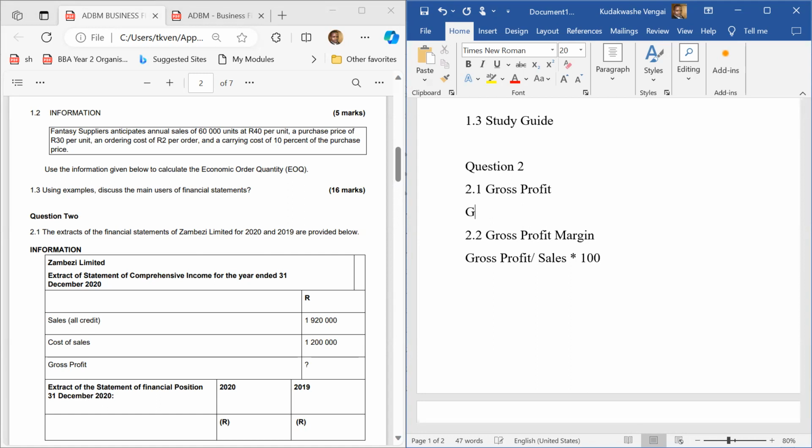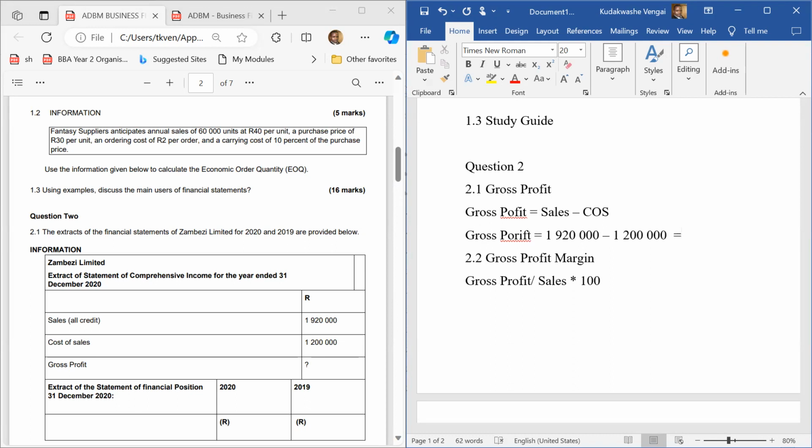So you're going to say gross profit is equal to sales minus the cost of sales. So gross profit is equal to our sales, which is 1,920,123, minus the cost of sales, which is 1,200,123, and then that gives you an answer there.